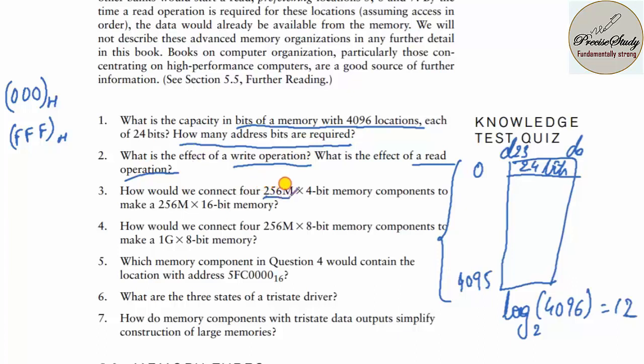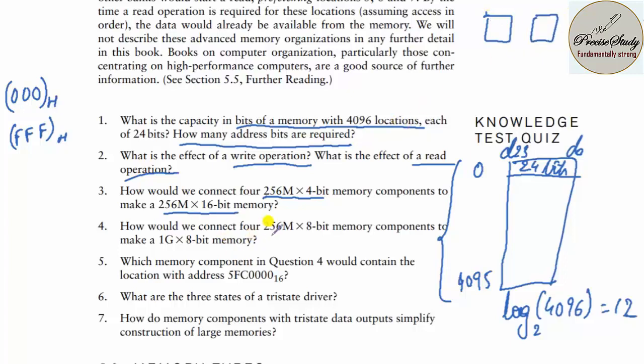Third question, how would we connect 256 cross 4 to make 256 cross 16? How you are going to connect is, you will have one block and you are going to increase the nibble size. From nibble you have to make it a word, so you are going to connect in parallel.